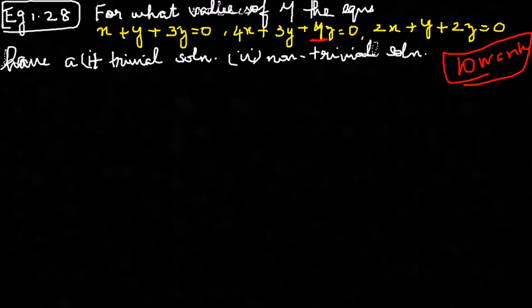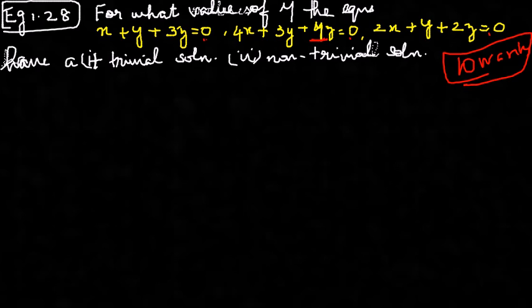The difference between this and some of the previous sums that we have seen, in example 1.24, for example, is that this is a homogeneous equation. If you see, all your equations are equated to 0. It's a homogeneous equation, right? So in that case, how do we find a trivial solution and non-trivial solution?